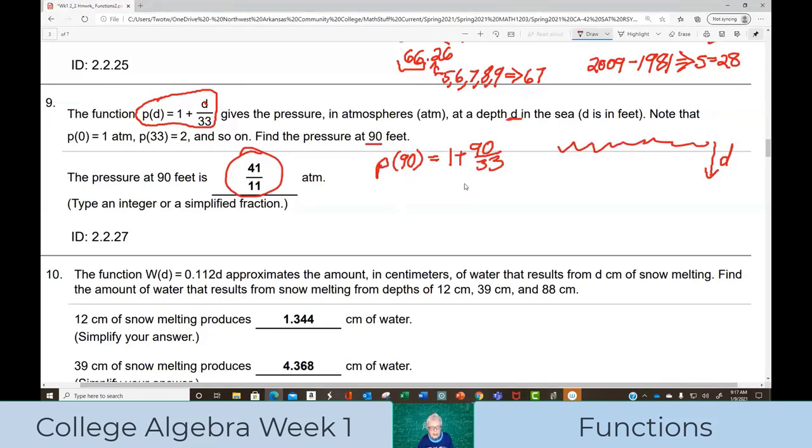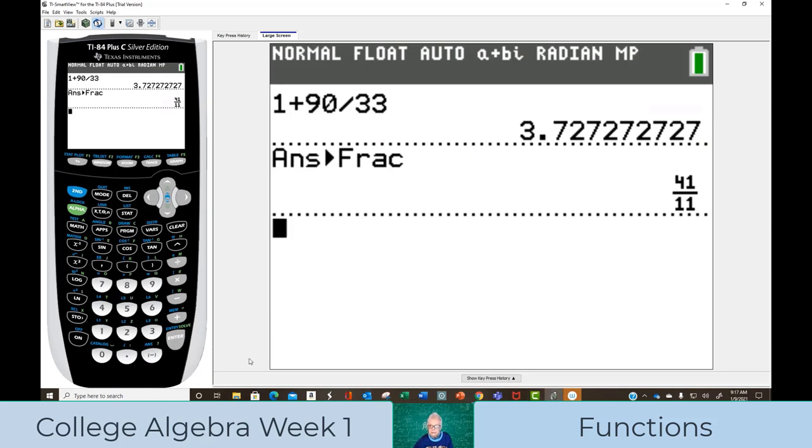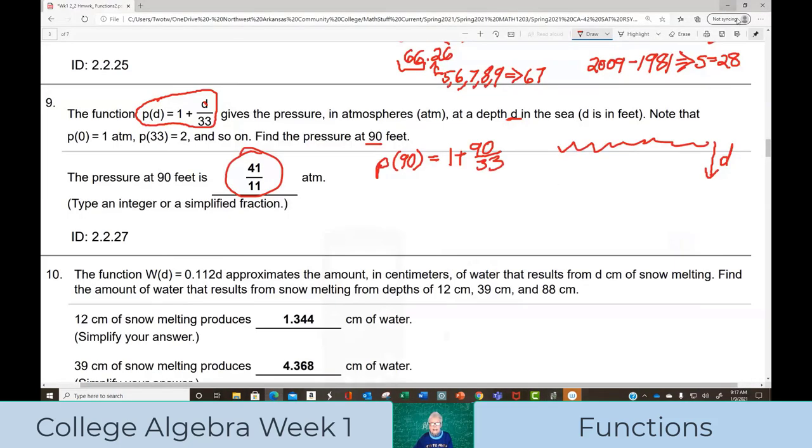So what was that you had? You had something. What was the answer? 3.7272727272. Notice it's a repeating decimal. Repeating decimals can always be converted into fractions. That's going to be important later.